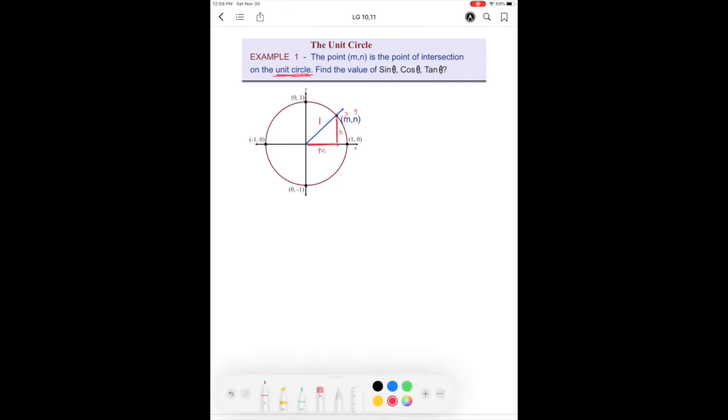Because it's 1 radius. Now, knowing I have this picture developed, I can answer these three questions: sine, cosine, and tangent. If I look at this picture, now theta's down here, I know that sine is opposite over hypotenuse. The opposite, if I go straight across, is n, and the hypotenuse is 1. So there's the answer for the first one, n over 1, or you can just say n. Cosine is the adjacent over the hypotenuse. The adjacent is beside, so that's m over 1, or m. And tangent is the opposite over the adjacent, so that's n over m. So there are our answers.